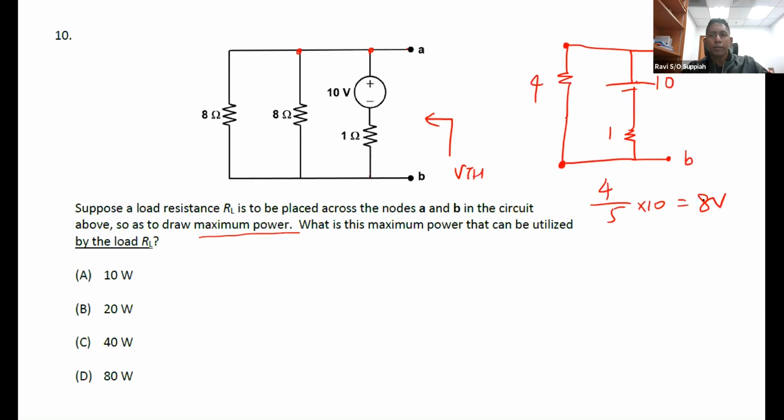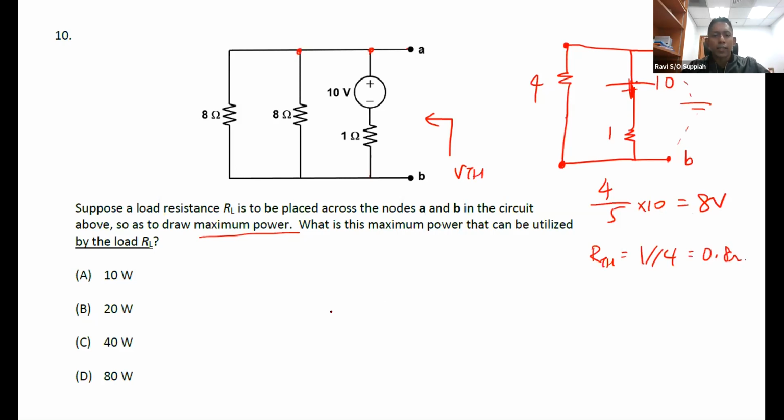Okay, for Thevenin's resistance, imagine that now I put a supply here and this one is short circuit. If that is short circuit, it means the current is flowing into 1 and 4 in parallel. So the RTH is basically 1 parallel with 4, so you get 0.8 ohm.